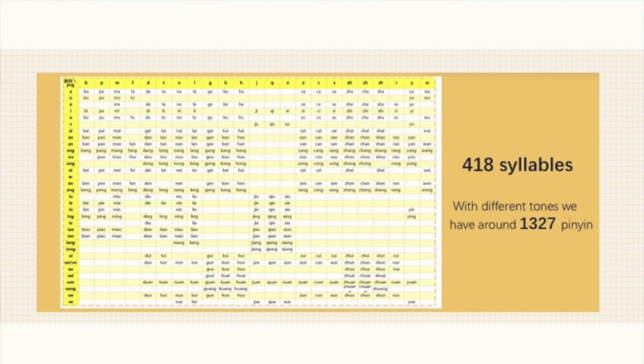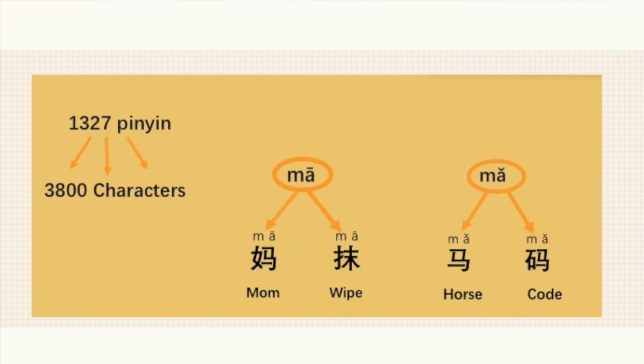But how many characters do we have? For a Chinese native speaker, we know around 3,800 characters for daily use. Obviously, our dictionary has more than that. Now you can imagine when 3,800 characters match with 1,327 Pinyin, different characters will share the same Pinyin, right?